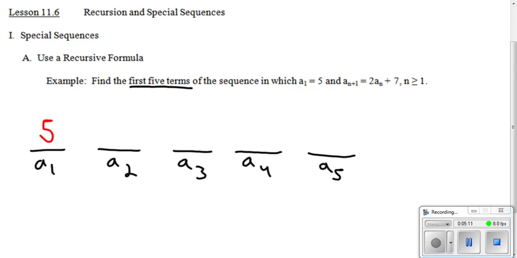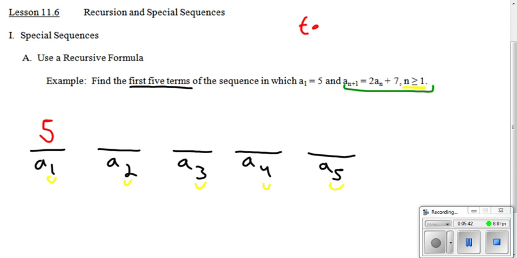We have the formula in that a sub n plus 1 is 2 times a sub n plus 7 for every n that is greater than or equal to 1, which means this part just means we continue to get bigger continuously. And we can't go this way at all because it's only for the n's that are greater than or equal to 1, but we just continue to go bigger in this direction. So what is this formula actually saying?